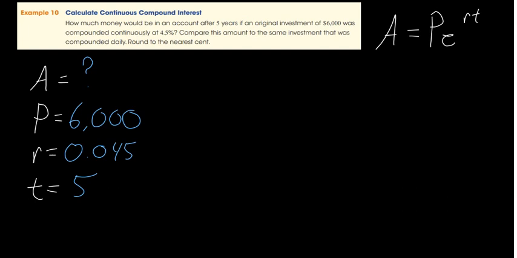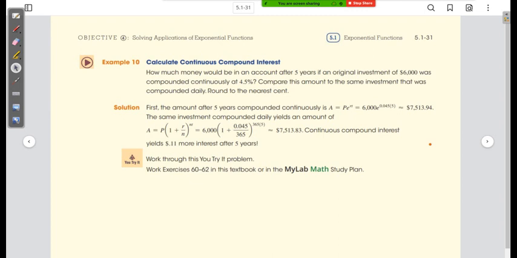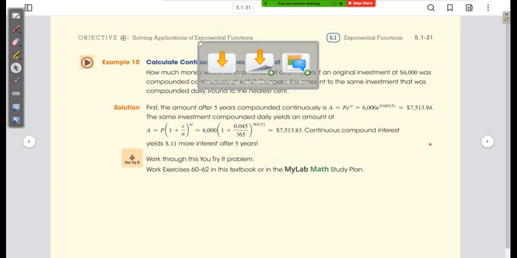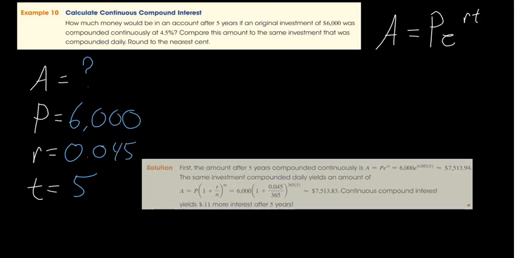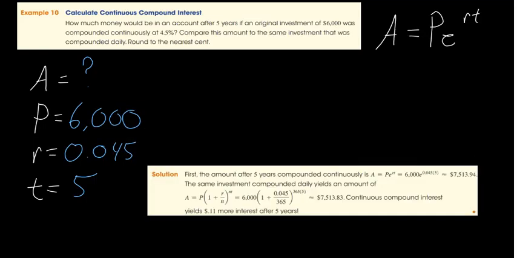And again, I'm just going to go ahead and put this in here. Just plug and chug, plug in our P, our R, and our T. And so we see that we have $7,513 continuous compounding interest, and it yields 11 cents more interest after 5 years. So let's see.